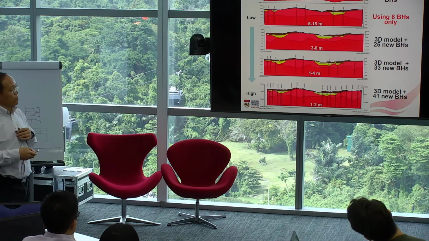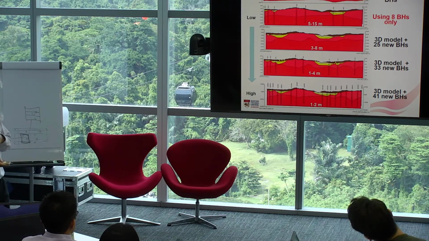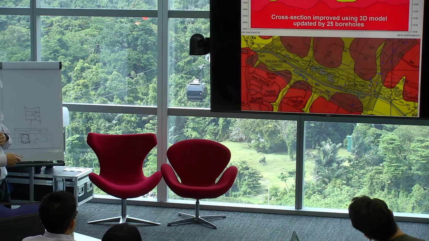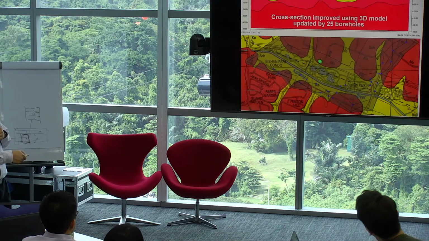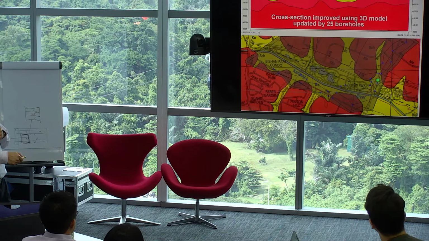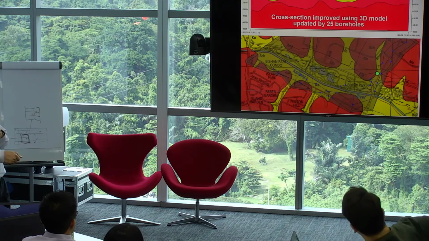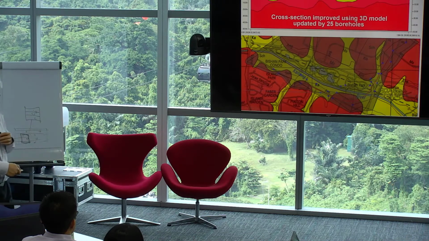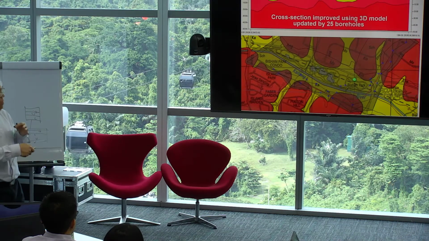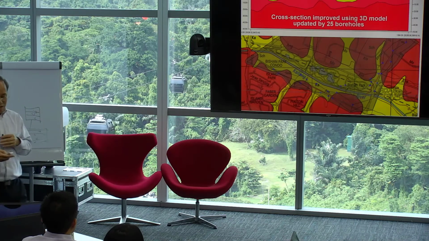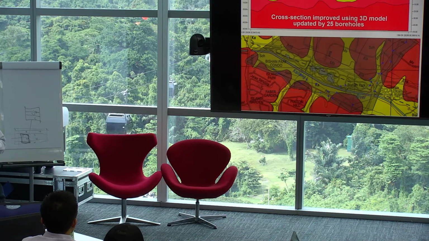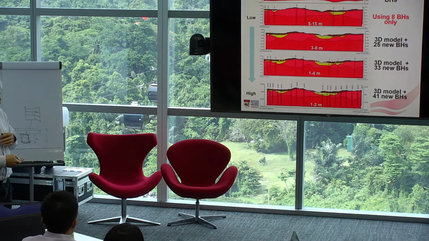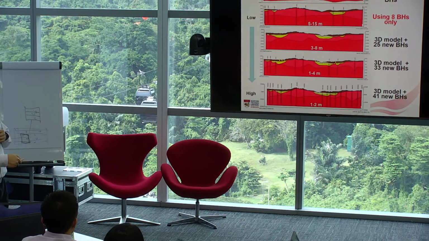However, if you combine all the data, just now we only had 8 points along the MRT line, but for this investigation, there are altogether 33 boreholes. If you combine the 33 boreholes with the existing data, you will be able to refine your model. Once you have your model refined, you will be able to have a new cross-section.